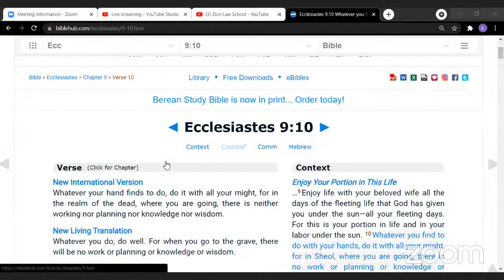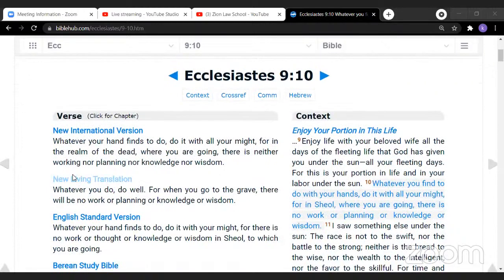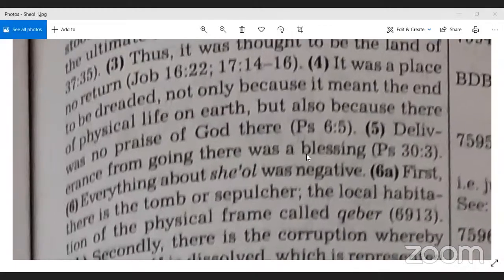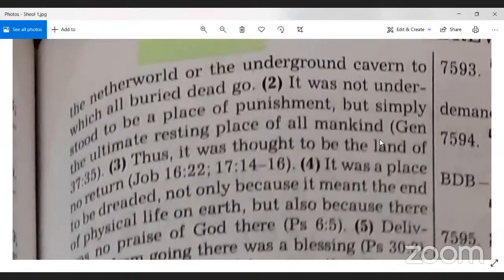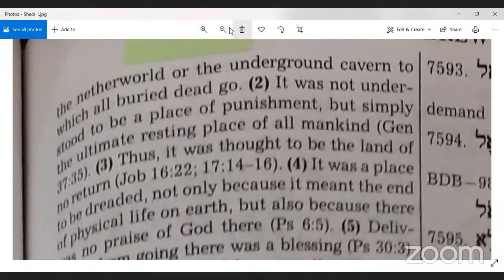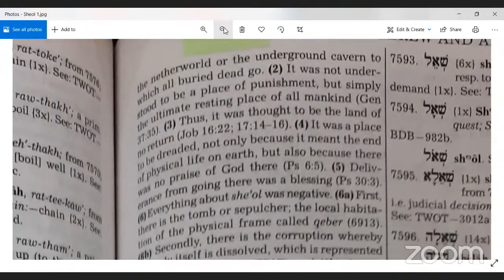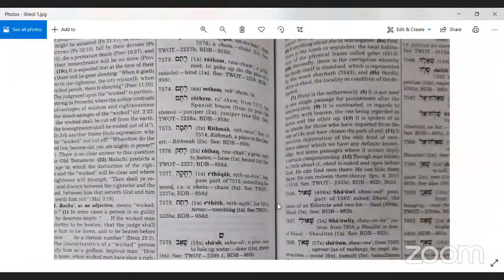Ecclesiastes 9, verse 10, New International: Whatever your hand finds to do, do it with all your might, for in the realm of the dead, where you are going, there is neither working, nor planning, nor knowledge, nor wisdom. The New Living Translation: Whatever you do, do well, for when you go to the grave, there will be no work, or planning, or knowledge, or wisdom. Okay. Let's go back to our document. It seems to not say that. Let's go back. Y'all follow me? Yeah, I'm with you.